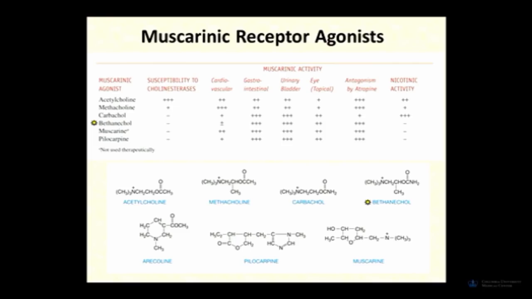Antagonism of atropine. We're going to talk about atropine. Atropine is a cholinergic antagonist. Okay? So basically it's kind of weird to think of something being an antagonist to an antagonist. What's probably more helpful is to think of it as its ability to reverse the effects of atropine. Right? Its ability to reverse the effects of the antagonist. And then nicotinic activity refers to how much crosstalk or promiscuity this drug has at the nicotinic receptor. Right? They're muscarinic drugs, but some of them, particularly the first three, have some activity at the nicotinic receptor as well.